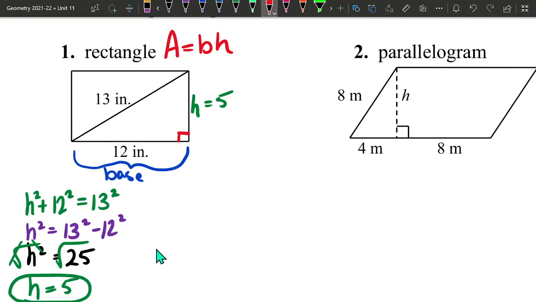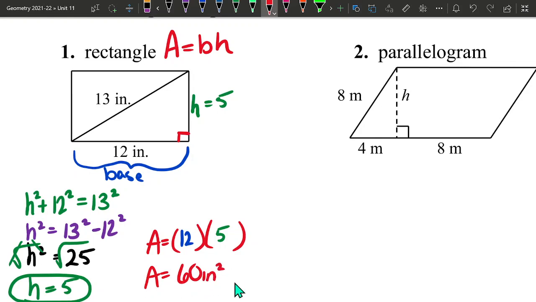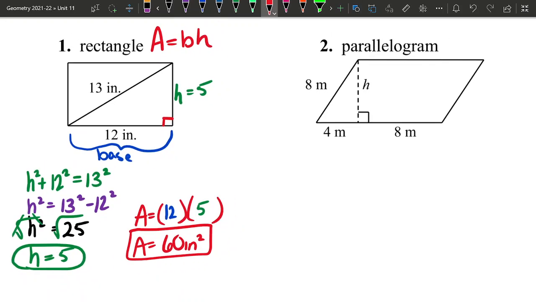Now I have a base and a height. So I can go to the area formula. Base times height. I know the base is 12. I know that the height is 5. 12 times 5 is 60. So the area equals 60, and these are in inches, and the inches are squared, because the area is how much space to fill up that rectangle. 60 inches squared. So not just the outline, but a filled in shaded space.